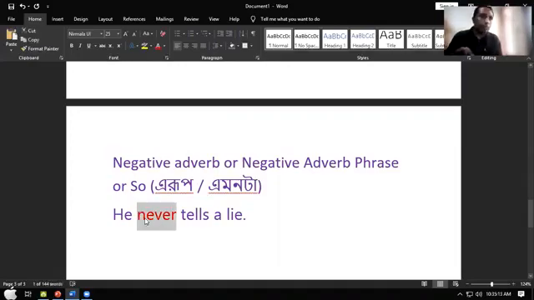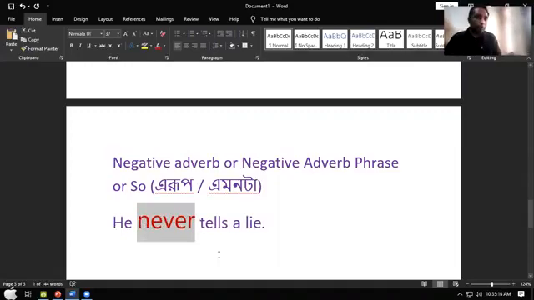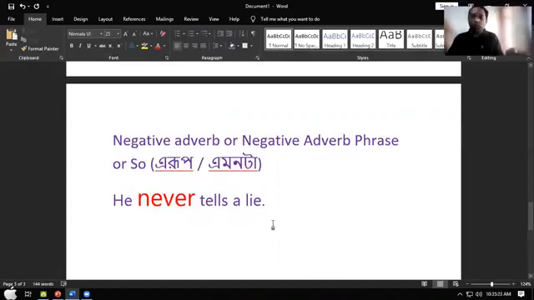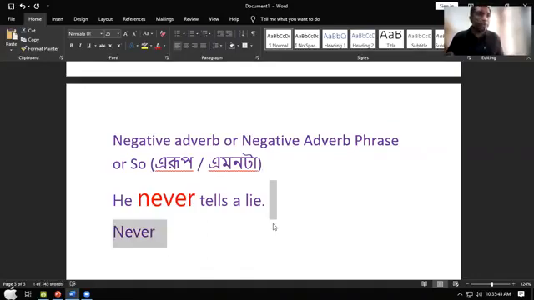Now suppose we are asked to rewrite the sentence using never at the beginning. Let us write never at the beginning. Never. We will not write an imperative sentence. We will write an assertive sentence. Never. Good. Now, I have to place the auxiliary verb, not the subject.